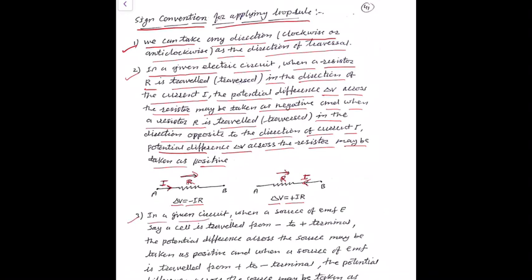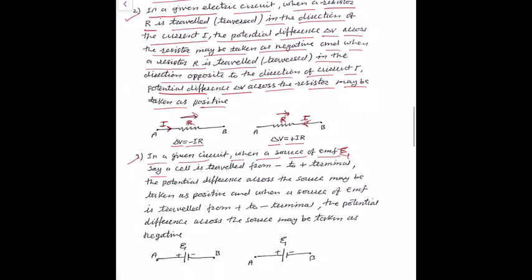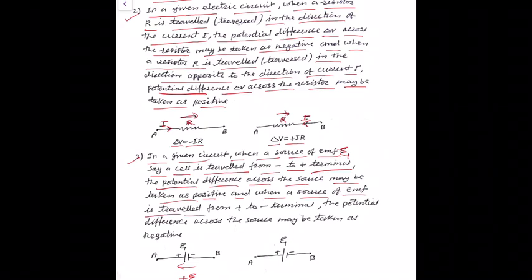Third, in a given circuit, when a source of EMF E, say a cell, is traversed from negative to positive terminal, the potential difference across the source is taken as positive, that is, plus E. And when a source of EMF is traversed from positive to negative terminal, the potential difference across the source is taken as negative.